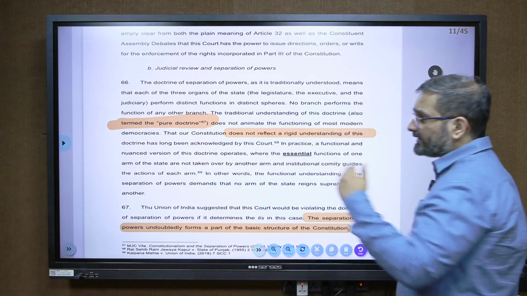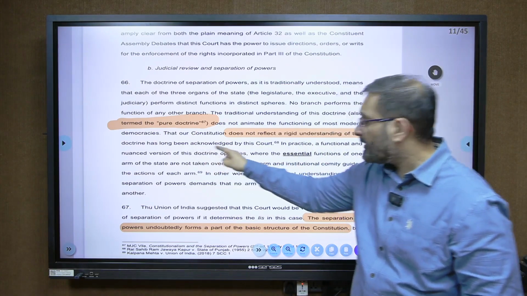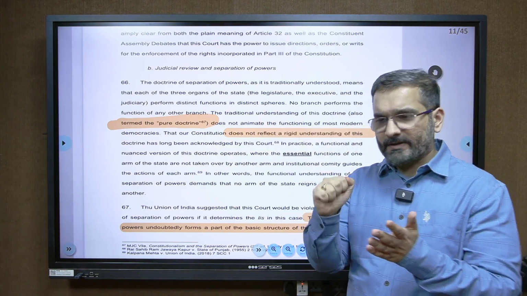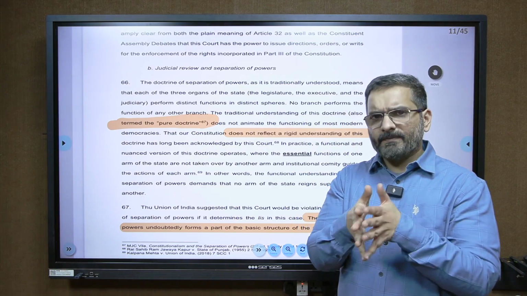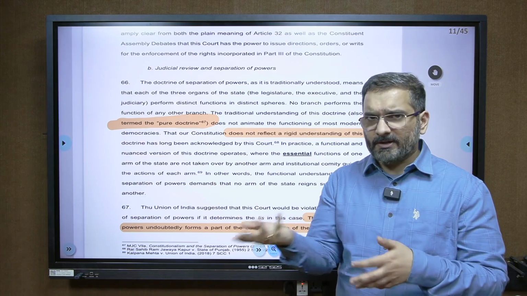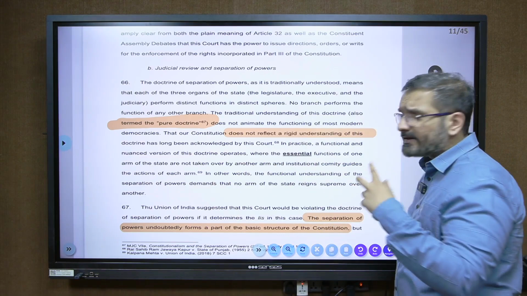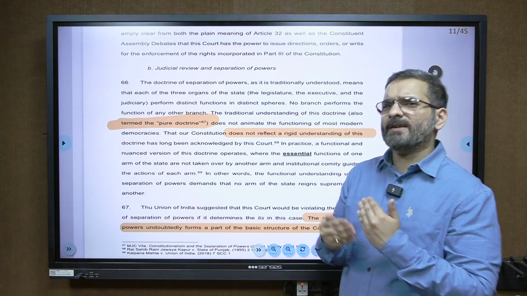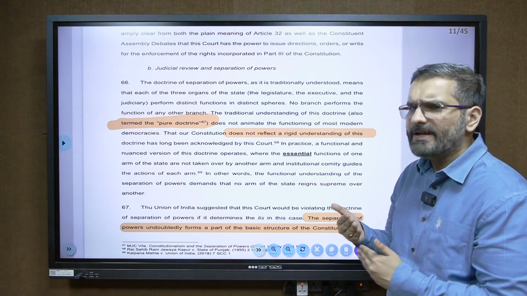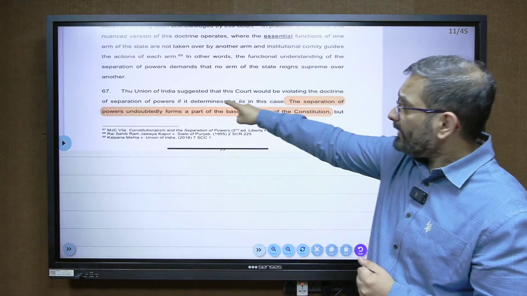Now, in effect, our constitution does not reflect a rigid understanding of this doctrine, as has long been acknowledged by this court. So Article 50 also, under Part 4, that is DPSPs, says that we try to keep the executive and the judiciary separate, because, well, DPSPs are not justiciable under Article 37 as well. So our constitution does not reflect a rigid understanding. However, we try to implement this doctrine as the pure doctrine, or the doctrine of separation of powers, as much as we possibly can beyond academics in real life. ठीक है जी. आगे चलते हैं.